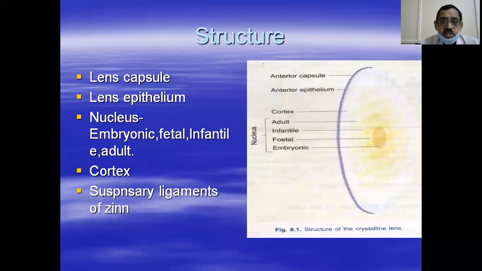If you take the structure of the lens, it is a lens capsule, anterior lens epithelium, cuboidal epithelium, and a nucleus, which is embryonic, fetal, infantile and adult nucleus, and the cortex, the most peripheral part of the lens with the youngest fibers, and the suspensory ligaments of Zinn, which keep the lens in its place. These suspensory ligaments, or zonules of Zinn, are attached from the lens surface to the ciliary body or pars plana.